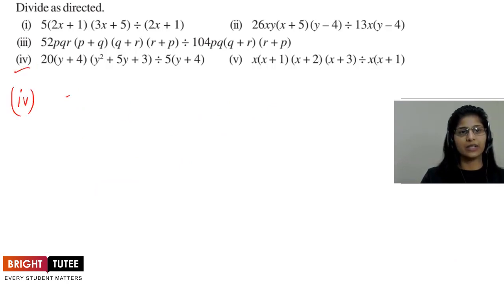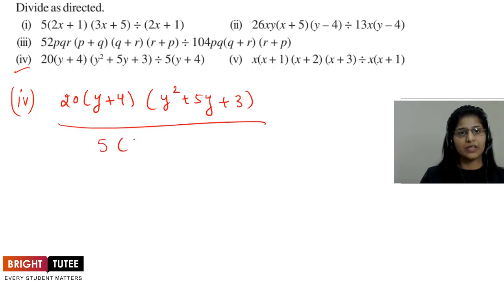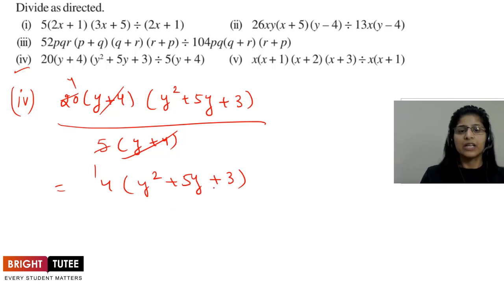Now let's try this fourth part. Okay, what are we given? 20 into (y plus 4) into (y square plus 5y plus 3) divided by 5 into (y plus 4). y plus 4 cancels. 5 ones are 5, 5 fours are 20. So you have 4 into (y square plus 5y plus 3). Clear? Now can you factorize it further? We can't factorize it further.